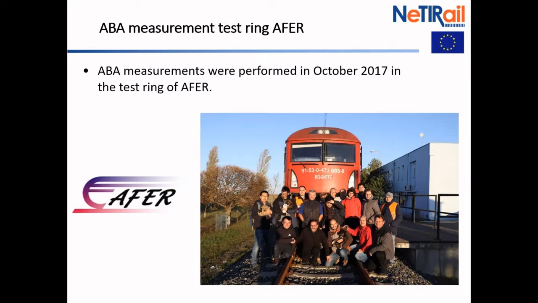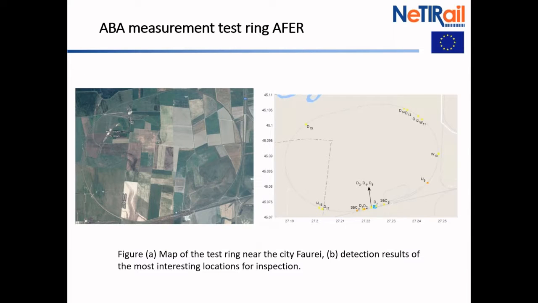So the first campaign was done in the test rig of Faur. This was done in October 2017. The test ring is the one that you see over there, and that's the map that you see. And over here are the detection results. You see in the marks the different locations that were interesting for monitoring.